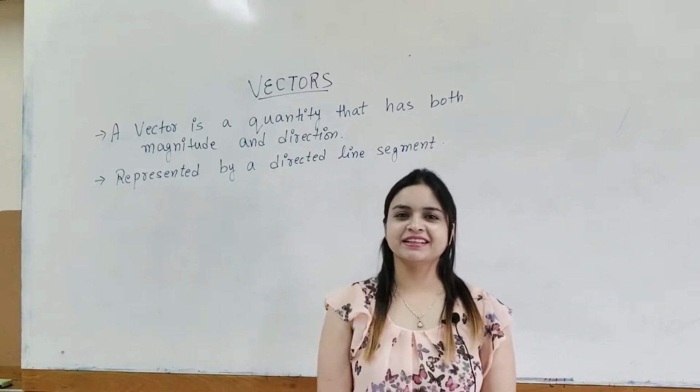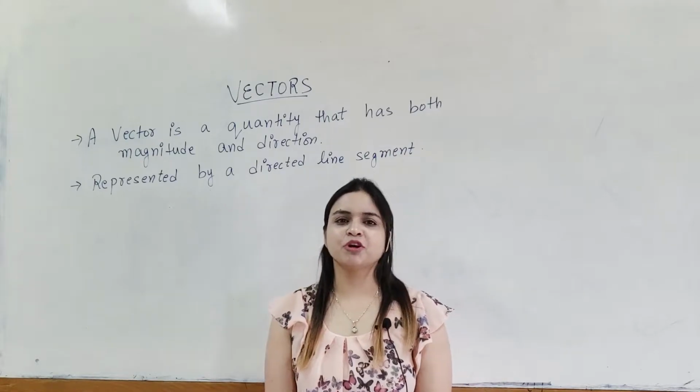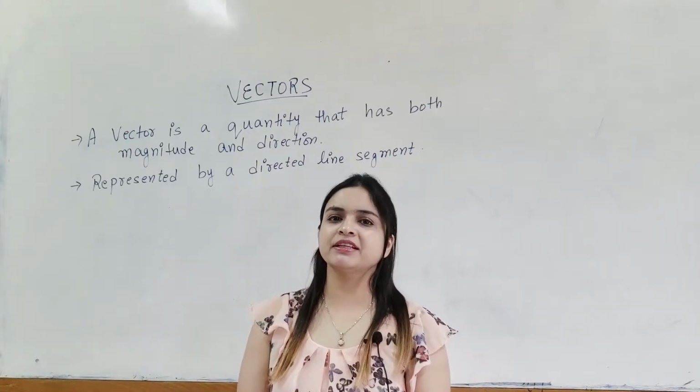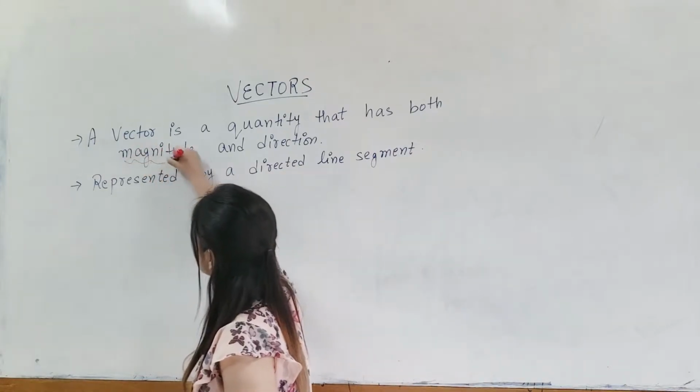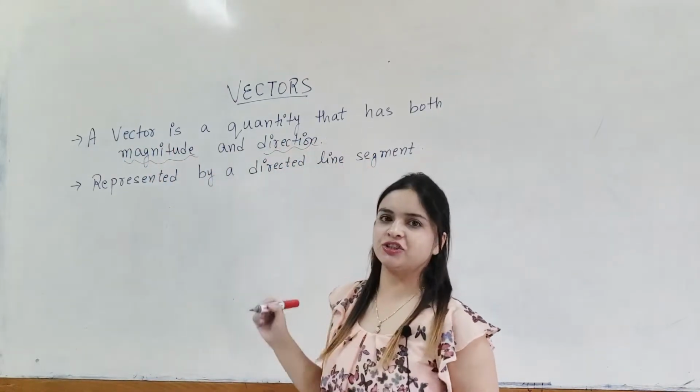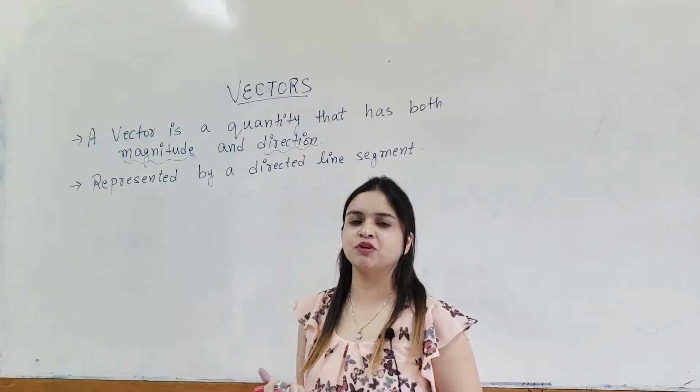Hi everyone. So today we will learn about vectors. Now, what is a vector? A vector is a quantity that has both magnitude as well as direction. When we say it has a magnitude as well as direction, what does it mean?